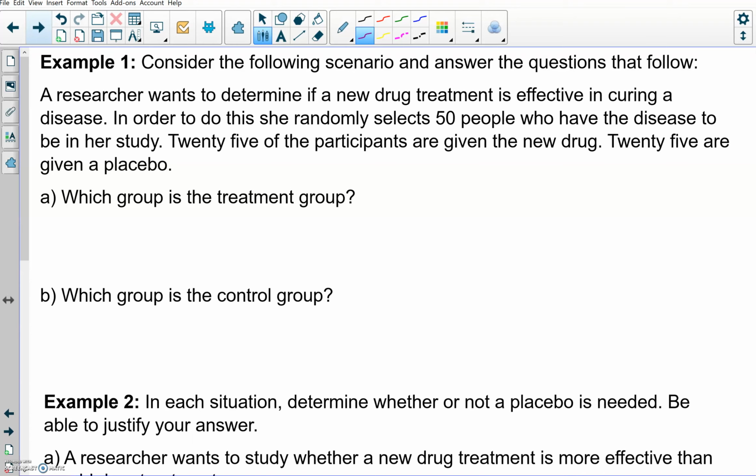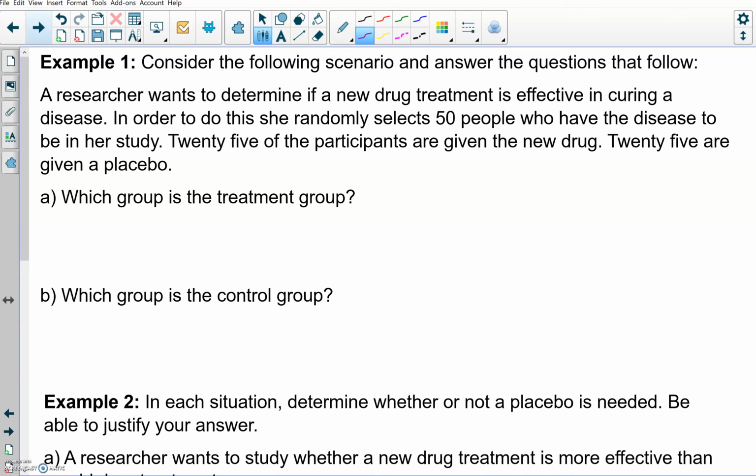So here, example 1, I want you to read through that. Go ahead and pause the video and see how you're doing on this little first one. Okay, so we're going to consider the following scenario and answer the questions that follow. A researcher wants to determine if a new drug treatment is effective in curing a disease. In order to do this, she randomly selects 50 people who have the disease to be in her study. 25 of the participants are given a new drug, 25 are given a placebo.